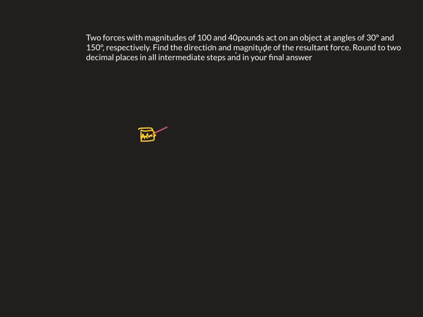So a 30-degree angle, 100 pounds would push that jar of peanut butter this direction. It's a 100-pound force, and it's approximately 30 degrees. And then we have a second force that is acting on this object at 150 degrees. So 150 degrees would be a reference angle of about 30 degrees with the horizontal, but it's 40 pounds, which means I've got to make it less than half the magnitude of this other force that's 100 pounds.